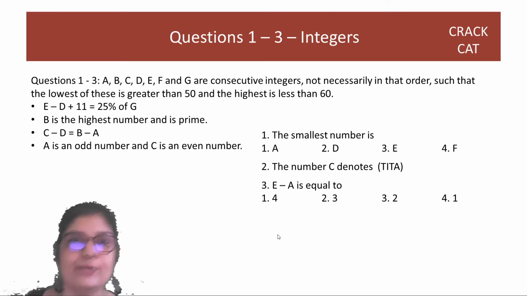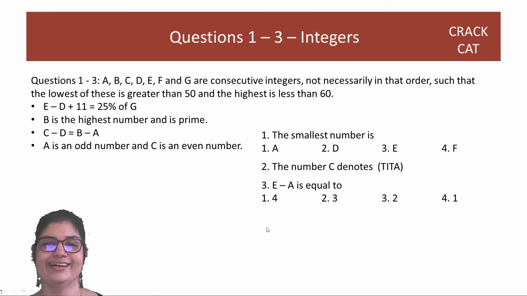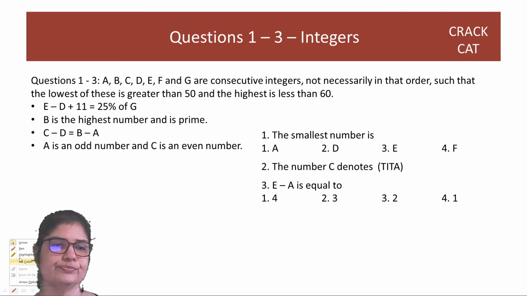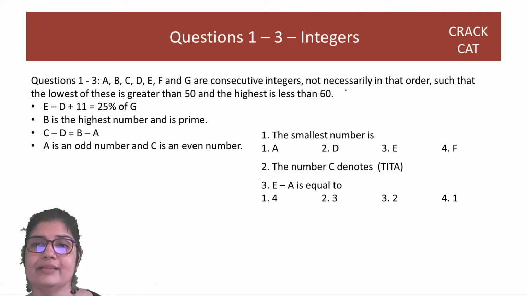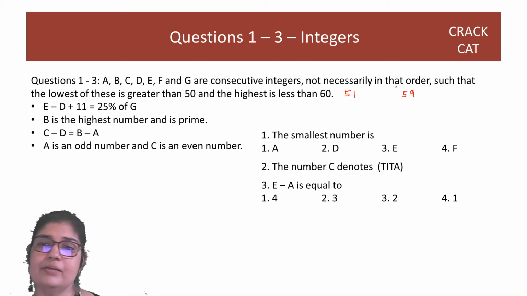Some numbers, just numbers everywhere today, right? Okay. So you have A, B, C, D, E, F, and G. They are consecutive integers, and they are not necessarily in that order. Lowest is greater than 50, which means lowest is at least 51. Highest is less than 60, so highest is at most 59. And there are 7 consecutive, one after another. I can't pick and choose between them.